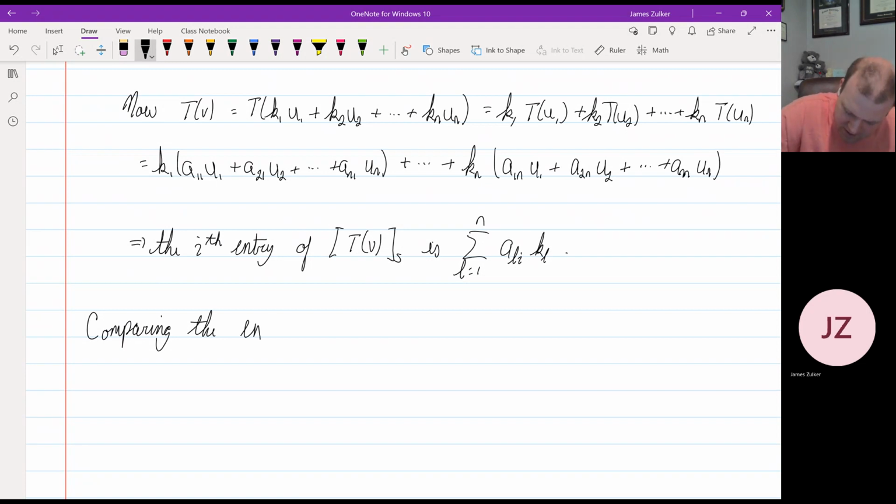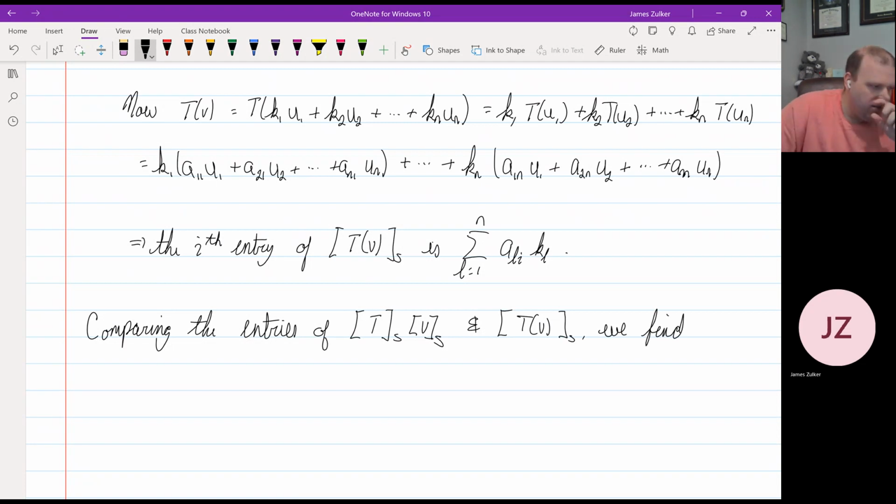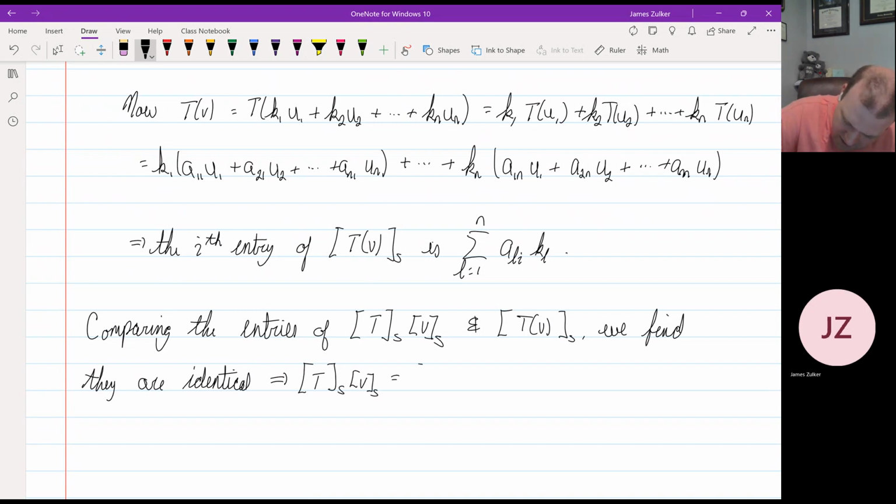So comparing the entries, the matrix representation of T with respect to S times the coordinate vector of V with respect to S, and the coordinate vector of T of V with respect to S, we find they are identical, all of them, which of course means that the two must be equal. As desired.